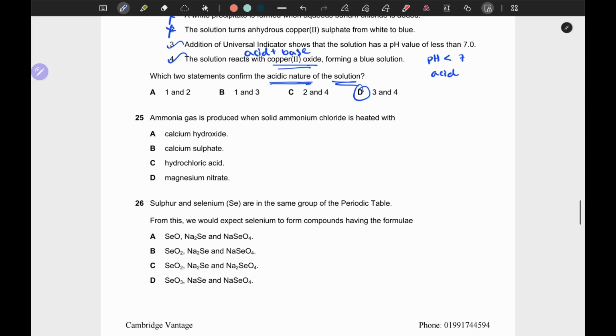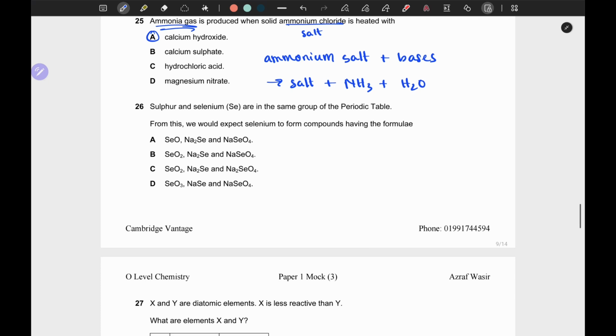Moving on to 25, ammonia gas is produced when solid ammonium chloride is heated with. So ammonium chloride is a salt of ammonium, and ammonium salts react with bases. And when they react with bases, they form a salt plus ammonia plus water. So since ammonia gas was produced, we would look for the base over here, and A, calcium hydroxide, is the base. So that is why for 25, the answer is going to be A.